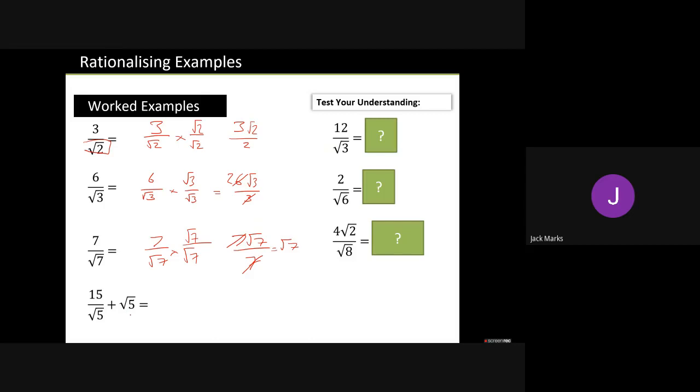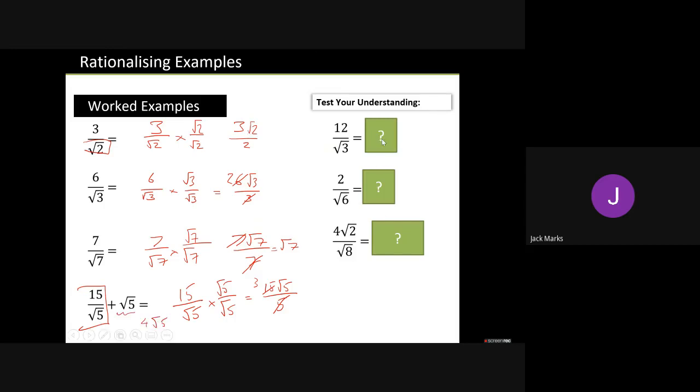And finally, what could we do with this one here? Well, shall we concentrate perhaps on the part on the left? So 15 root 5 multiplied by root 5 over root 5. This is only the left part. It would give us 15 root 5 over 5. 15 root 5 over 5 is the same as 3 root 5, plus the root 5 there. There will be 4 of them, won't there?